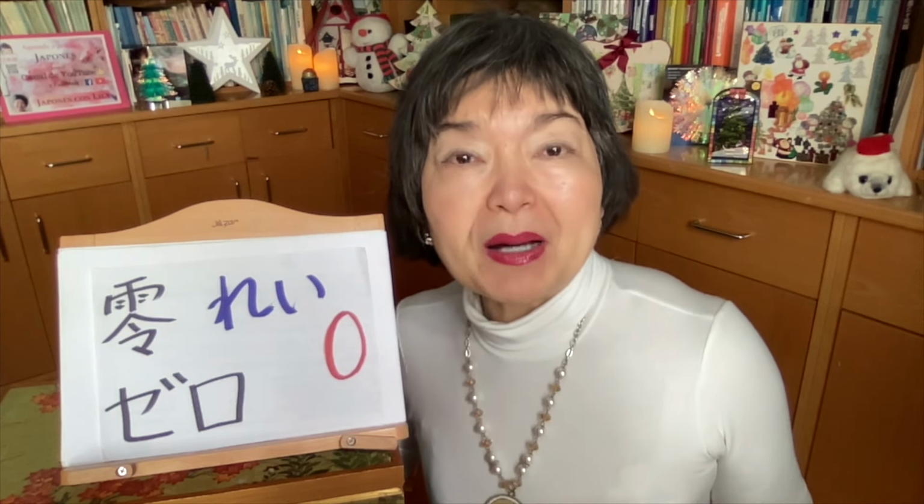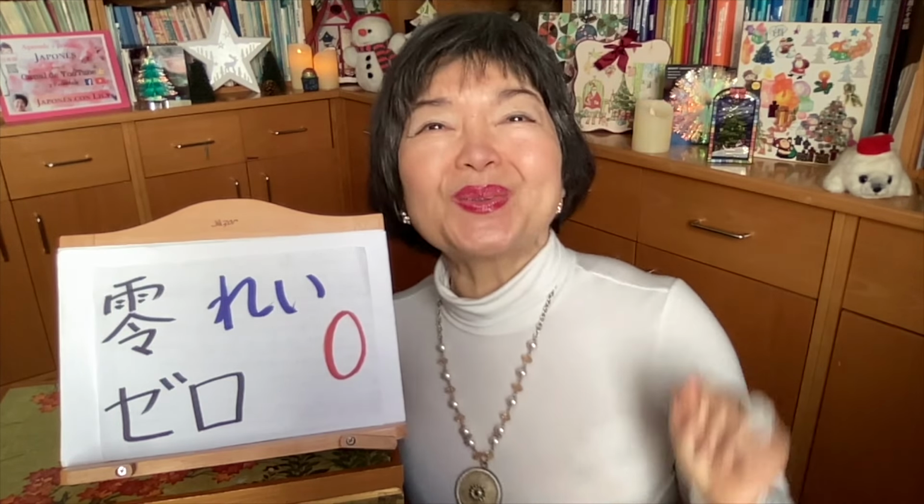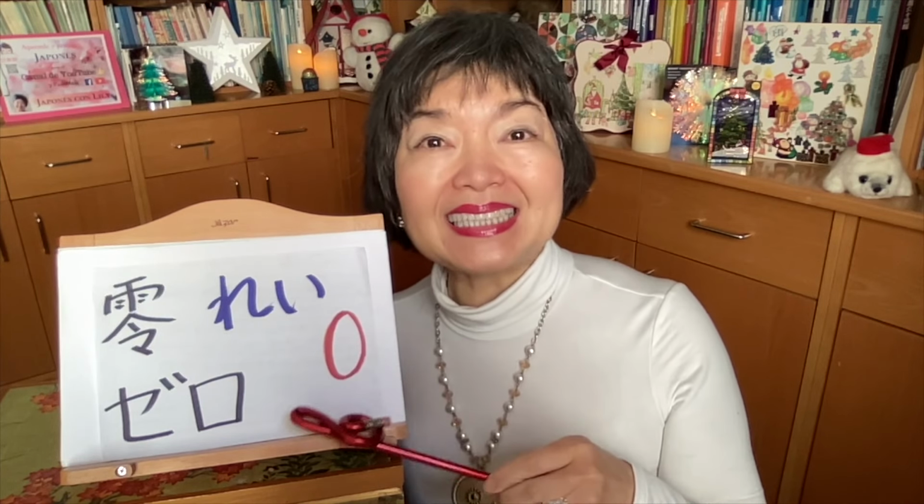This video is number 18 of the number videos. We are going to learn about zero and also about the decimals. In Japanese, we've got two ways to say zero. One is rei, the other one is zero. And depending on the circumstance, we use zero or rei.